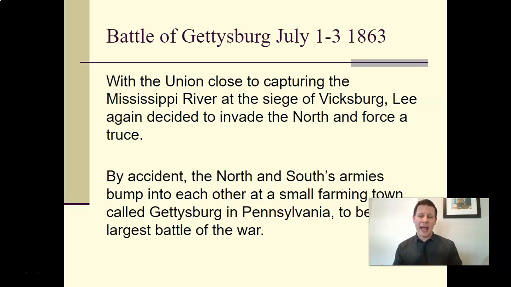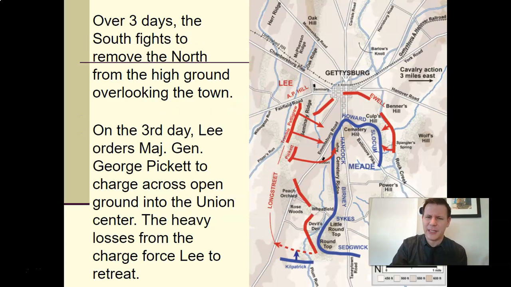And it just so happens that these two armies, Northern and Southern armies, happen to bump into each other at this small little farming town, no really big deal, called Gettysburg. Little fun fact, the South was, I think, looking for shoes. That's why they were there in the first place. Stealing shoes is how this battle began.